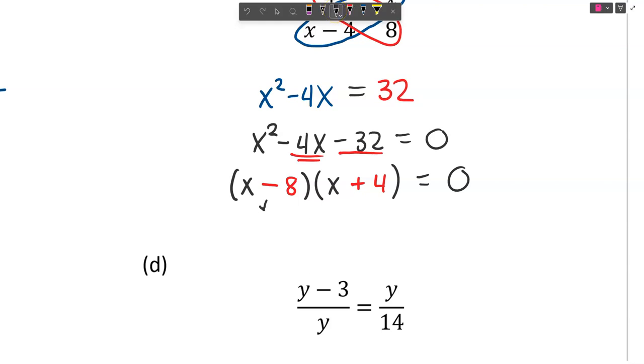So when we set up each of these to solve, we get x minus 8 equals 0, x plus 4 equals 0, and then we're going to solve these. So we get x equals 8 as one of my answers, x equals negative 4 as my other answer.